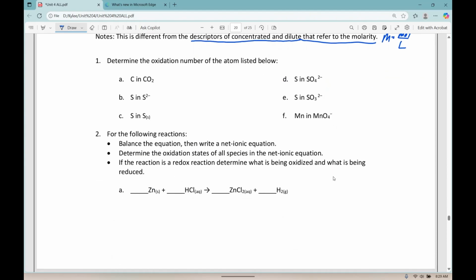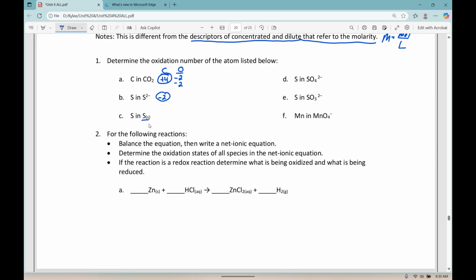Here we are identifying what the oxidation number for each of these would be. And so for letter A, they're asking us what carbon's oxidation number would be. Carbon's oxidation number is dictated by oxygen. Oxygen is always going to be a -2, and I have 2 of them. So in order for this to be neutral, carbon in this case would have to be a +4. S and S -2, well, they told me the answer. It's -2. So whenever something has an ionic charge, we take that as the charge.